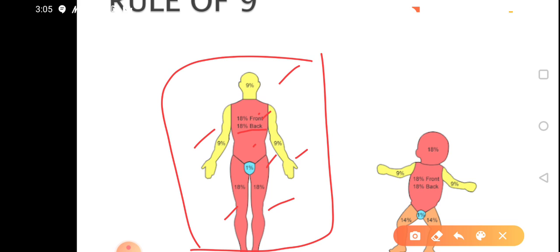But in case of kids, the cephalic part is not 9%, it is more, it is 18%. Even though the upper extremities are the same, front and back are the same, the lower extremities are different. In adults it is 18%, and in children it is 14%. You don't have much to deal with the children, but you should know the name of the chart that is used in case of children, Lund-Browder chart, and rule of 9 for the adults given by Alexander and Wallace.